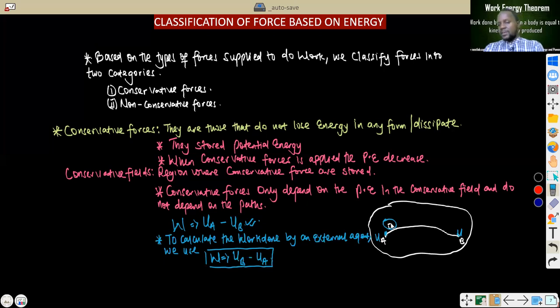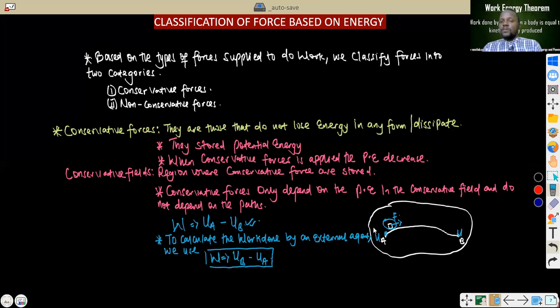If an external agent is coming and applying force on the body to move it from point A to point B, what we are trying to say is that the work done by the external agent is the final potential energy minus the initial potential energy. But the work done by the body moving from UA to UB is from the initial point. As I've said, the moment you apply force, there's a decrease in potential energy in a conservative field.